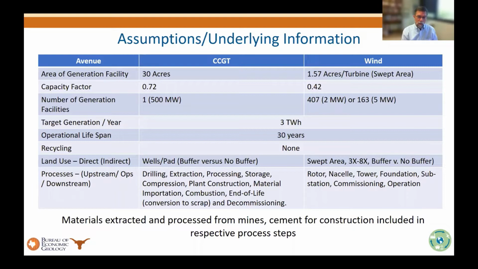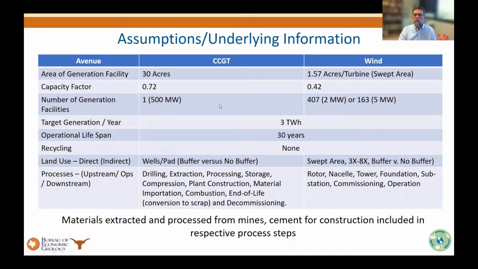So what we are doing is every graph and every output, we have a table that accompanies the output so that we can see exactly what the assumptions are. For example, what is the size of the CCGT facility? Is it 30 acres or is it 10 acres? That has a big impact when you're looking at the amount of wattage per square meter in terms of your power density. For wind, how many acres per turbine are we talking about? What's the capacity factor?